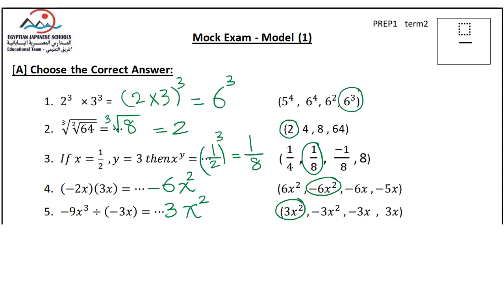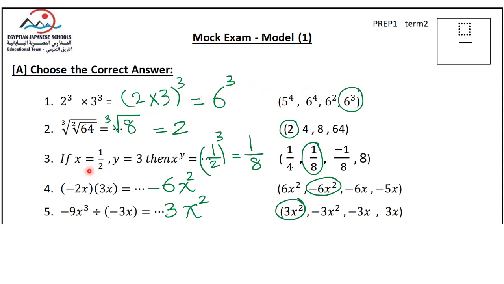In question 1 it says 2 power 3 times 3 power 3. So the power is the same but the base is different, so we have to get the 2 and 3 together like this, and we will have the same power, so it is 2 times 3 equals 6 and 6 power 3, that is the answer.